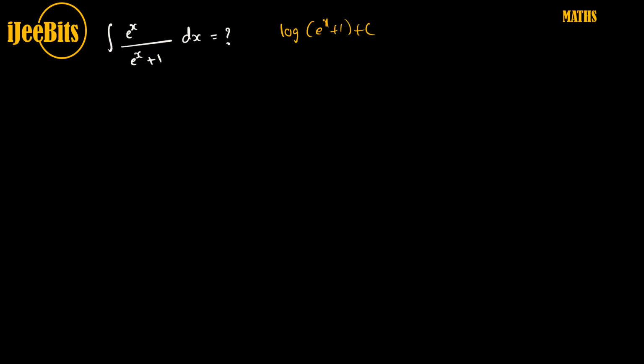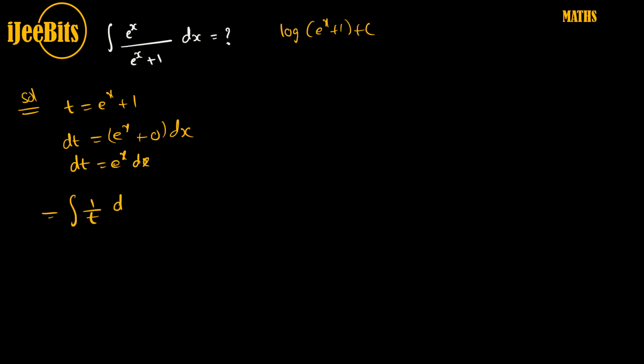Okay, let me solve this problem. Let's assume t equals e power x plus 1. Differentiate both sides: dt equals the derivative of e power x plus 1, where the 1 is a constant, dx, correct? So dt equals e power x dx. You can replace e power x dx with dt. So the given problem I'm now rewriting as integral of 1 by t dt.